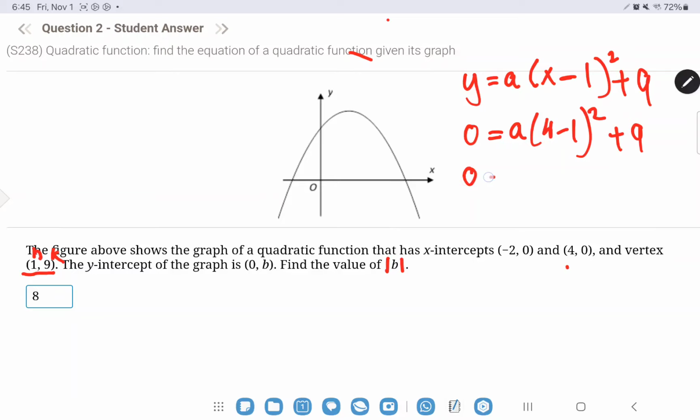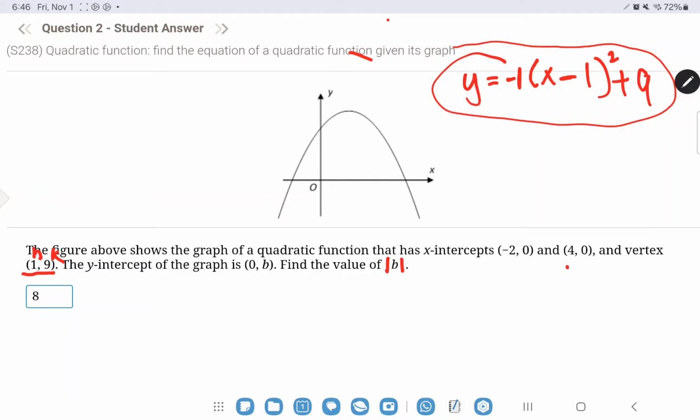Let's solve. 0 equals a times 3 squared plus 9. So technically 9a, because you multiplied by a. 9a plus 9, so 9a equals negative 9. a is negative 1. Okay, so now we know our whole equation. You're going to replace a here by negative 1. This is our equation. They want us to find the y-intercept.